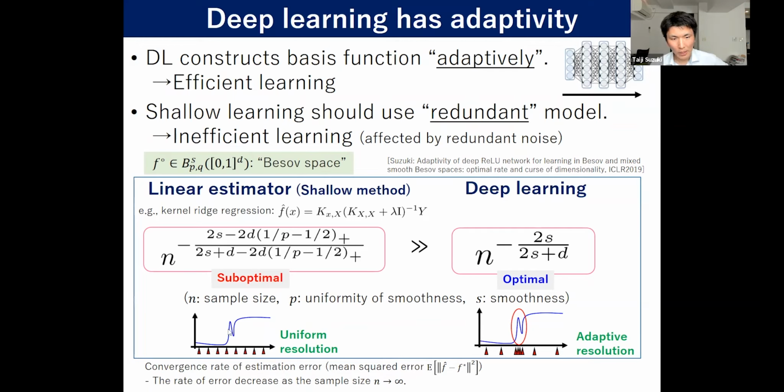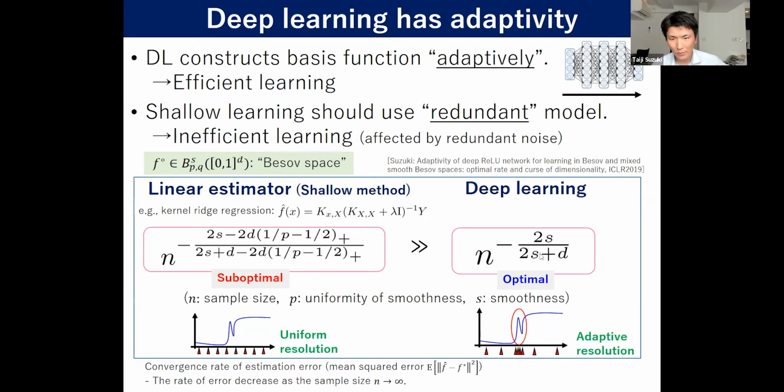As I said, the kernel method doesn't have adaptivity, so it doesn't change the resolution depending on the input. Then it suffers from this suboptimality. But the deep neural network can find the bump shape around here, so it can change the resolution depending on the input. Then it can improve the rate of convergence like this.